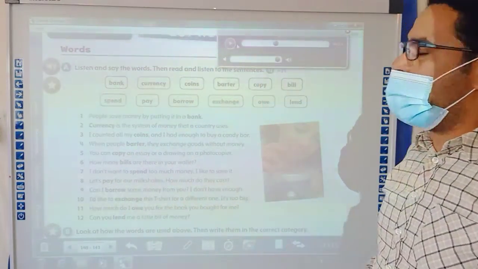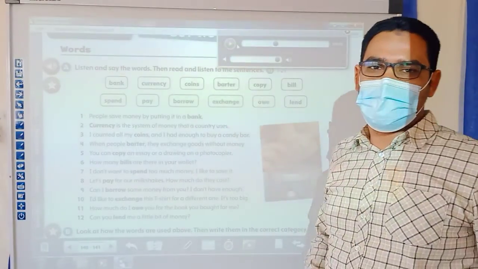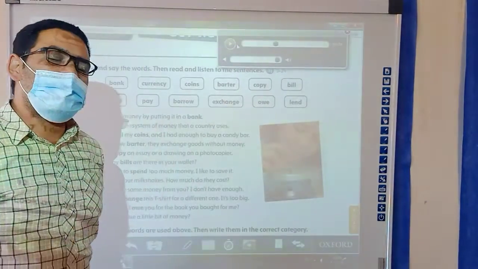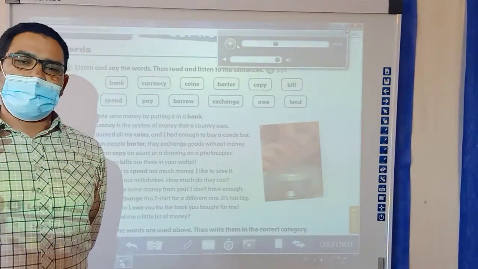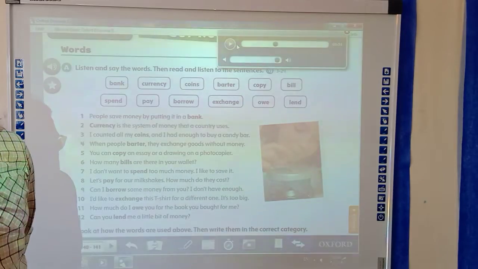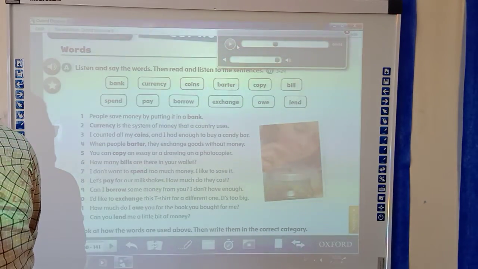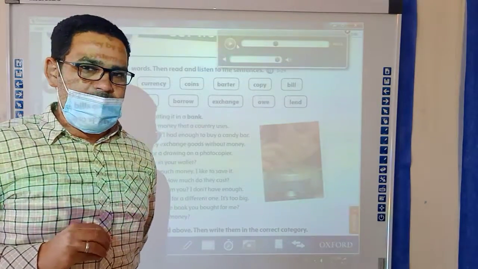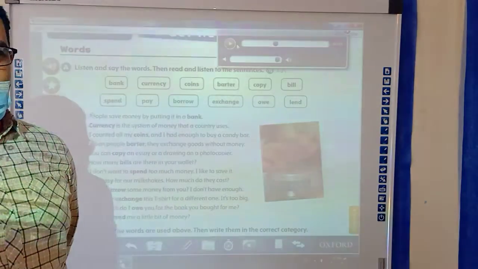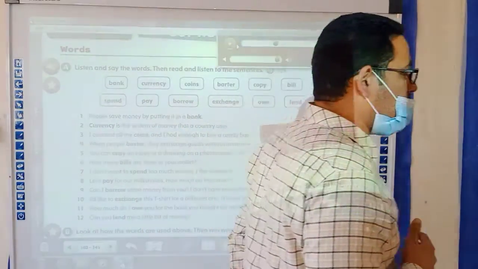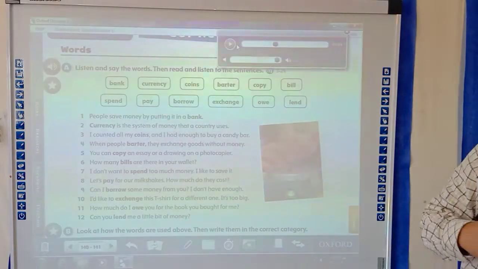The first word we are going to study now is the word bank. What's meant by the word bank? Who can tell me the meaning? Can you guess it? The word bank means a place or an institution or a firm we put money in. Why do we put our money in banks? In order to be safe. So a bank is an institution in which we put our money to be safe.